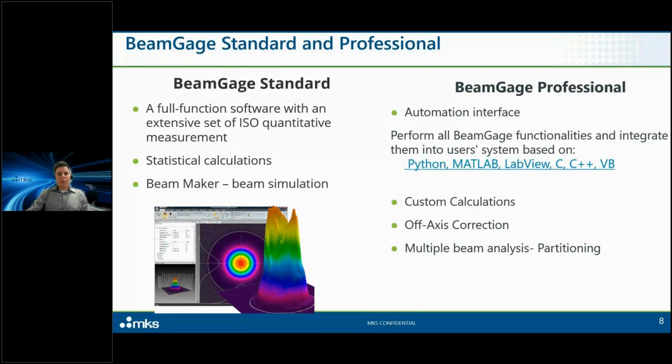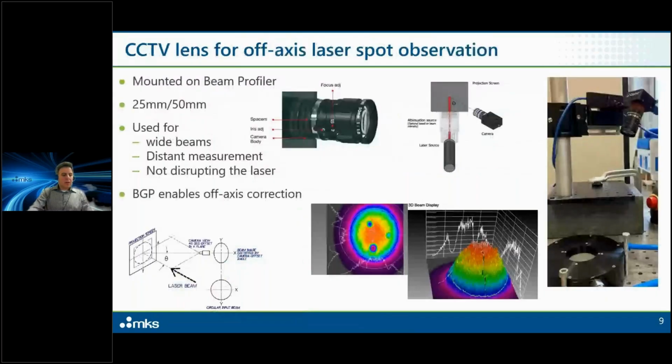So now let's go over a little bit and see our accessories and some BeamGage example. So one of our accessories is the CCTV lens, which is mounted on a camera. As you can see some application here. The CCTV lens is mounted on a camera and it looks on a beam dump, and the laser is shot down on that beam dump. So we look on the laser spot from a side.